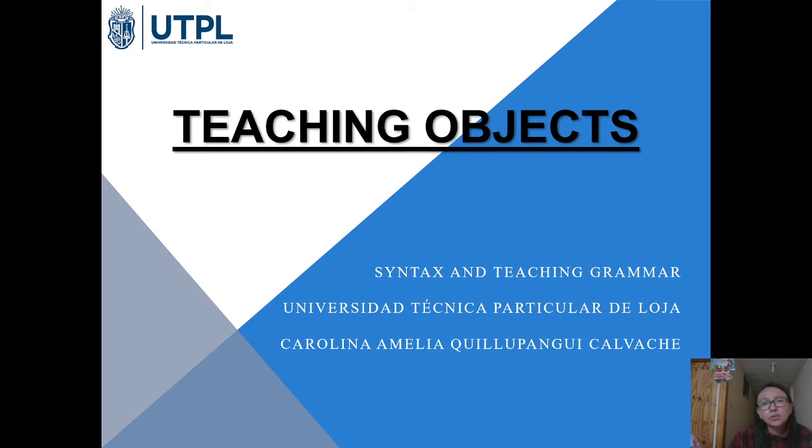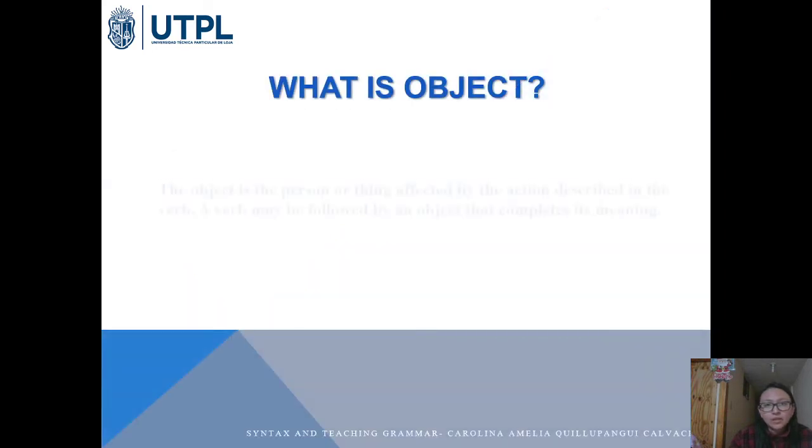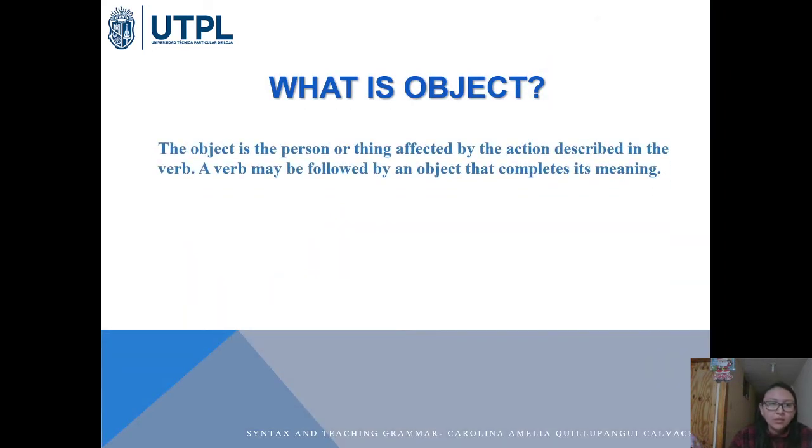I'm going to talk about teaching objects. Just two tips for teaching objects in a sentence. This is a word for syntax and teaching grammar. What is the object? The object is the person or thing affected by the action described in the verb. A verb may be followed by an object that completes its meaning.